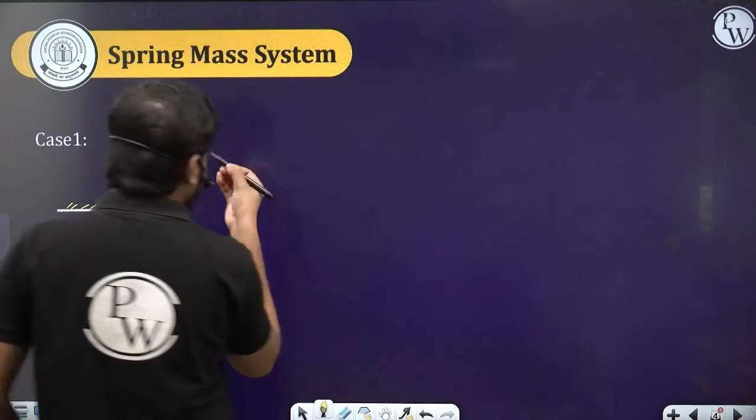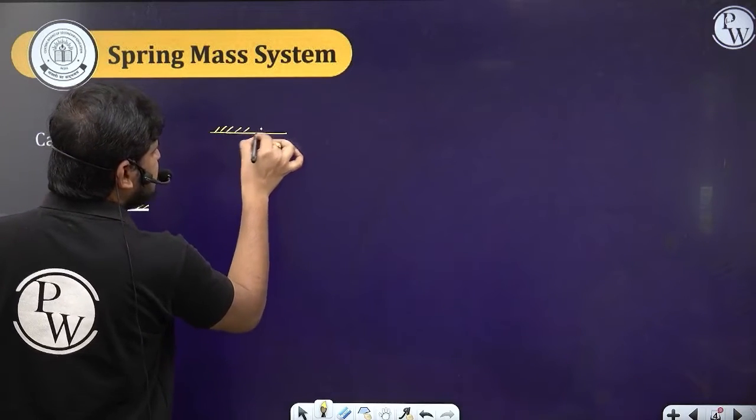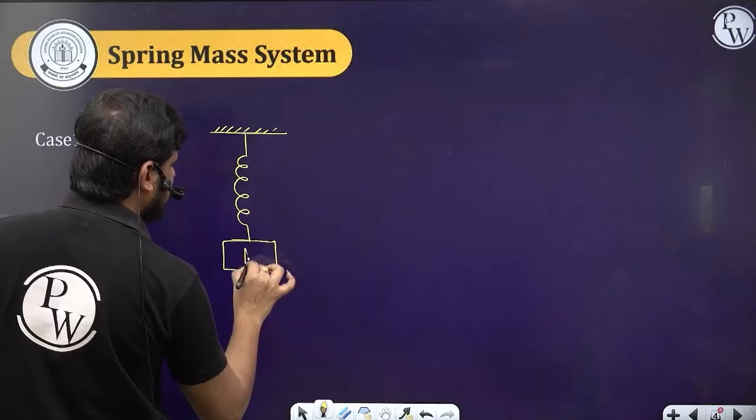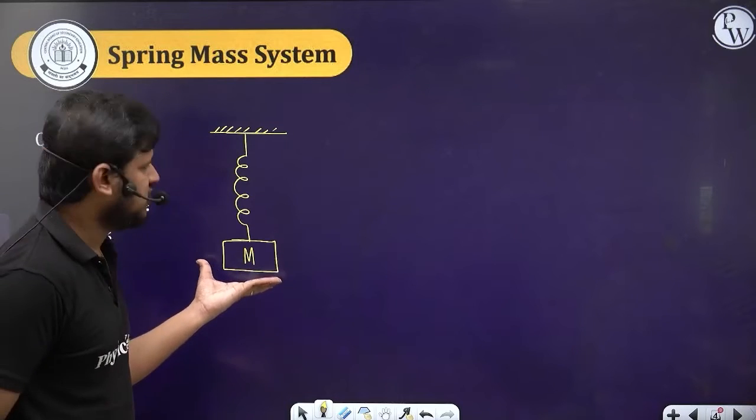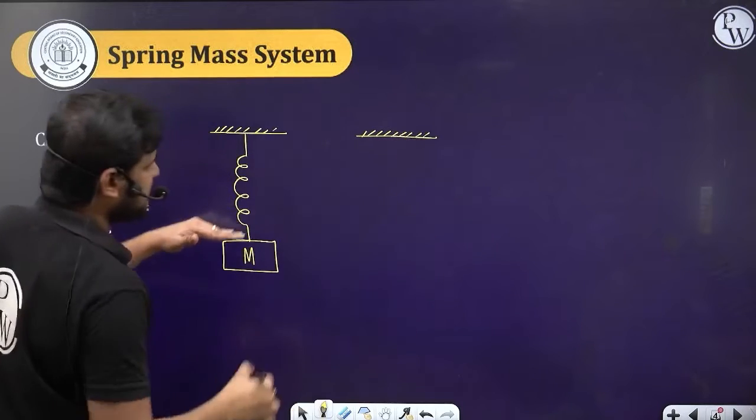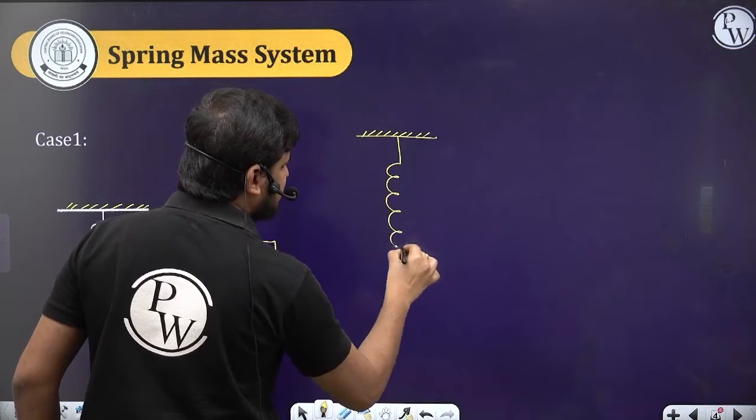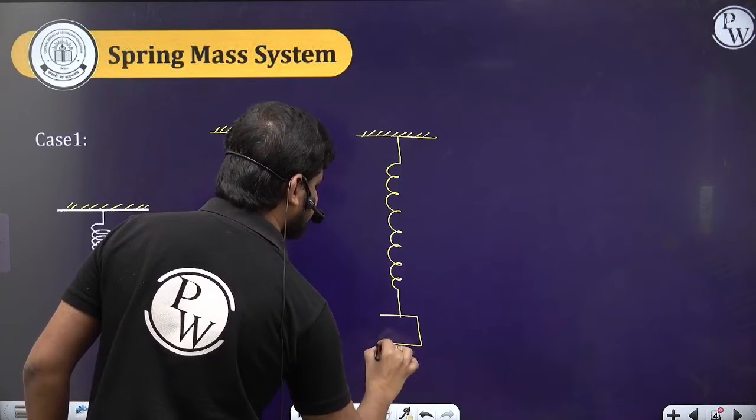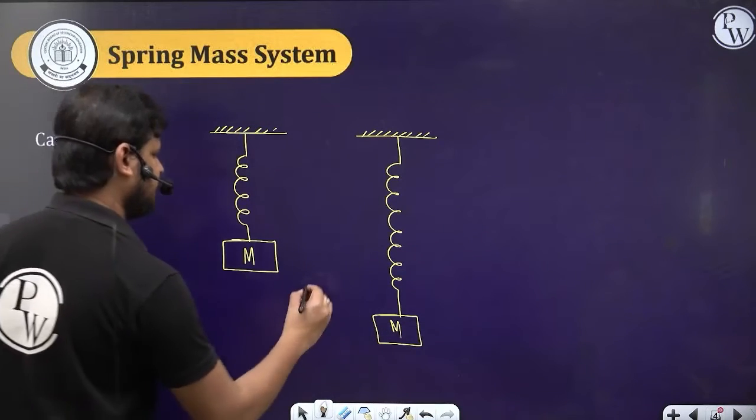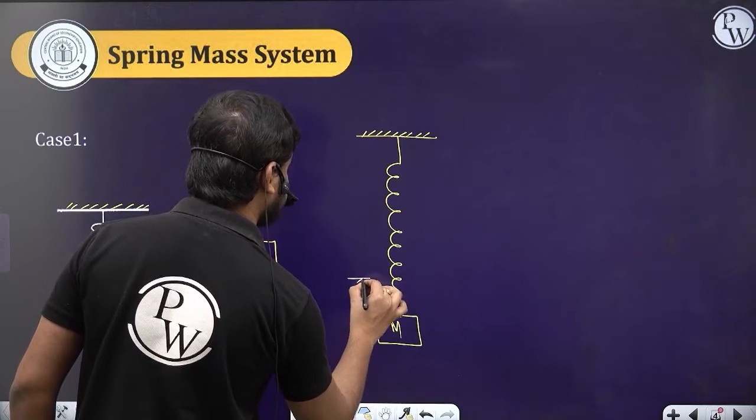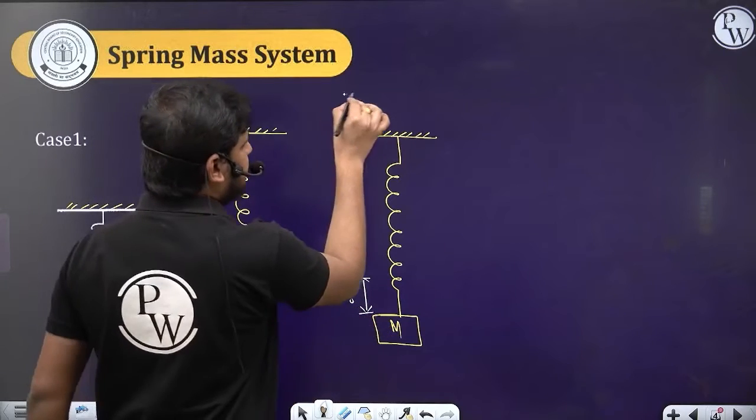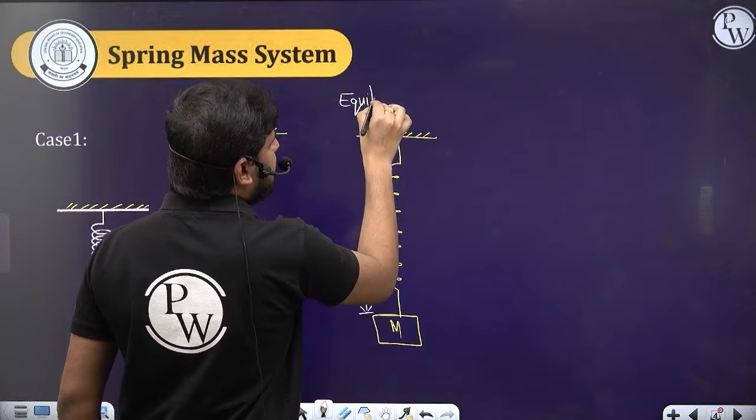Okay. So first, consider this is the initial scenario. The mass is attached, and now you release the mass. When you release the mass, the spring oscillates and then comes to rest after some time t. That means the spring elongated by some displacement, let it be x naught. This is the original position, and here it is displaced by x naught. Okay. So now it is in the equilibrium position.